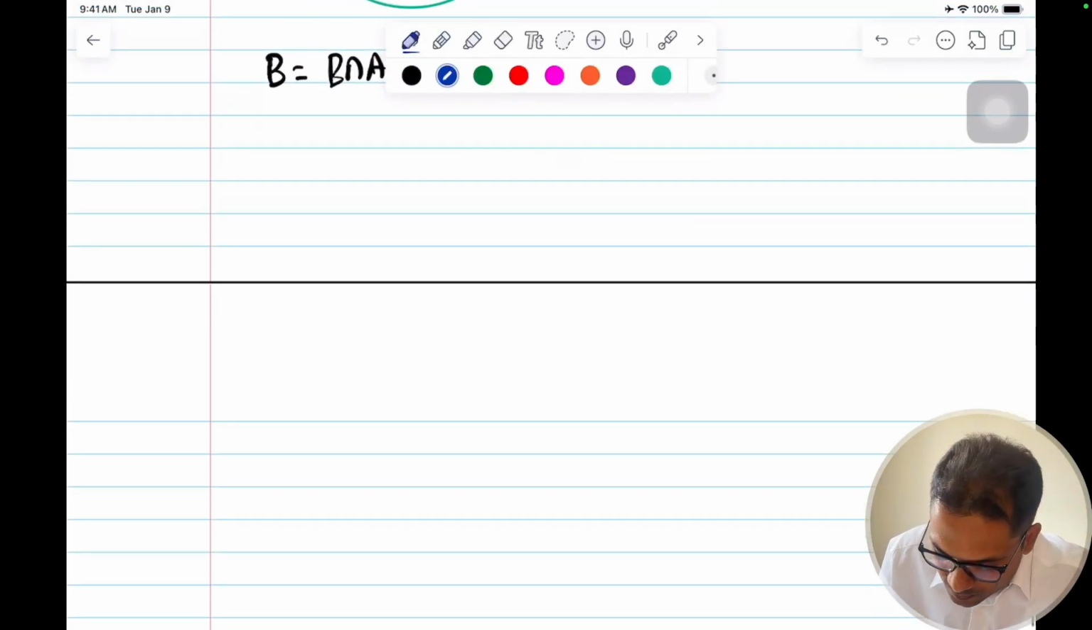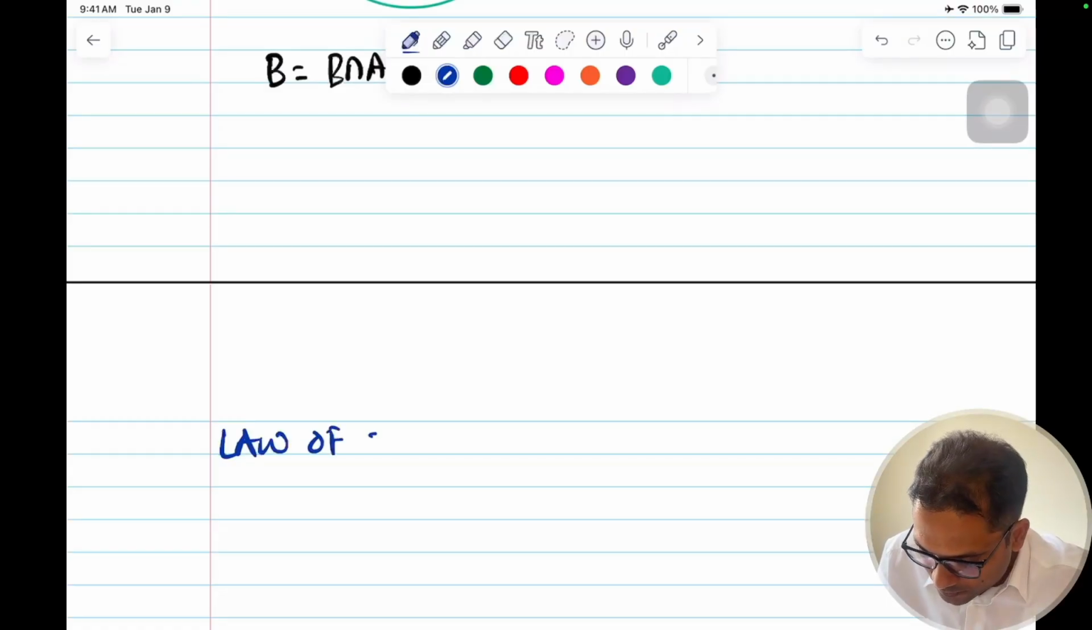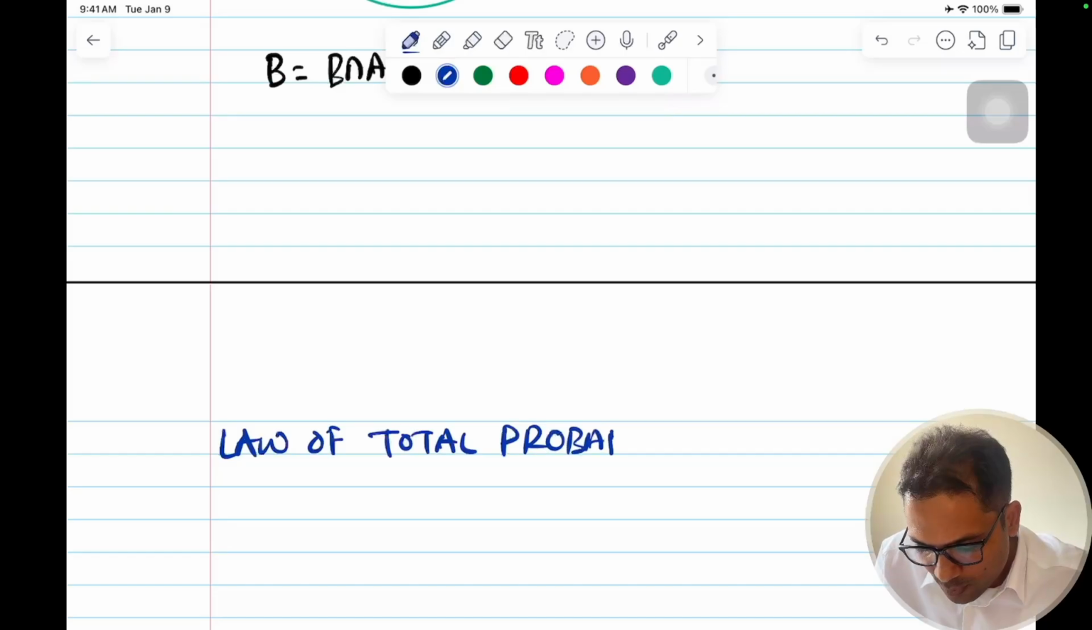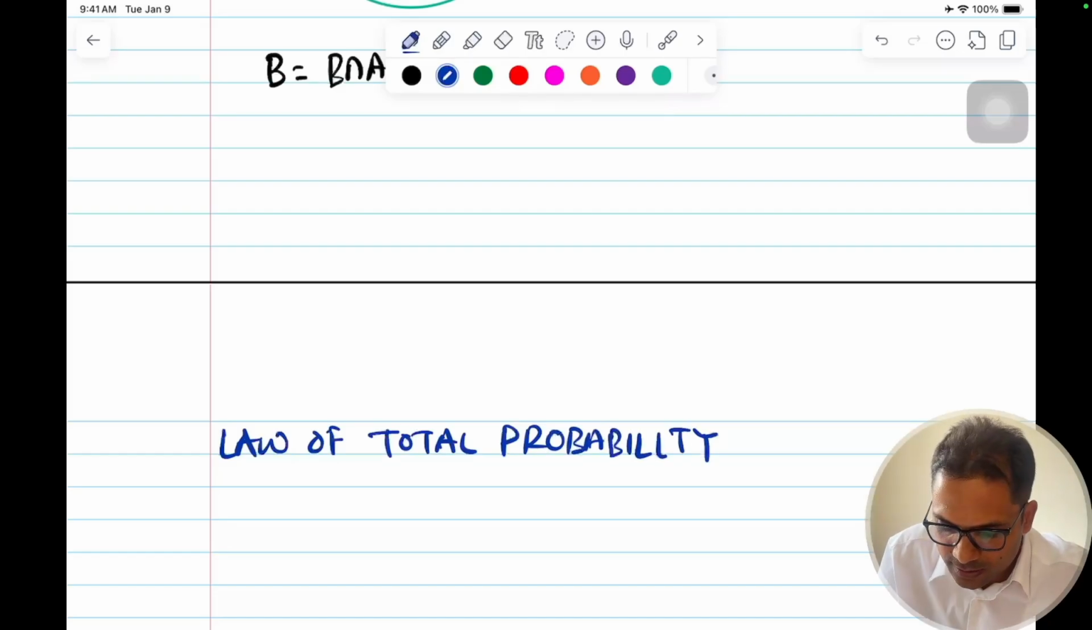Let me write it down. Law of total probability. For computing any probability, we can use this law, and this holds.